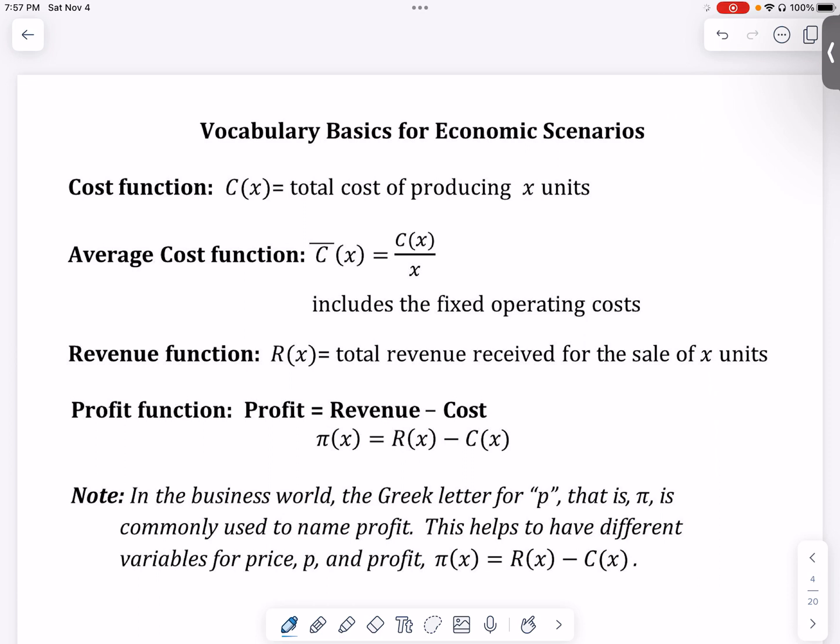Here's some basic vocab. This is not vocabulary that the AP test will be testing you on, but they might include this vocabulary within a prompt. And if you know it in advance, it's a little less for you to read.